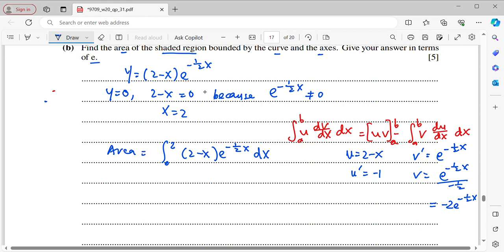Alright, so now by using the formula, I'll get uv. Okay, this is my v, uv. So just multiply. It will be negative 2 times (2 minus x) times exponential function. Consider the limits. Minus integrate v du. So when v du, minus minus is a plus. So I will just write positive.